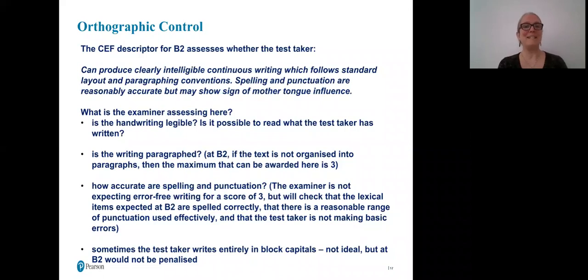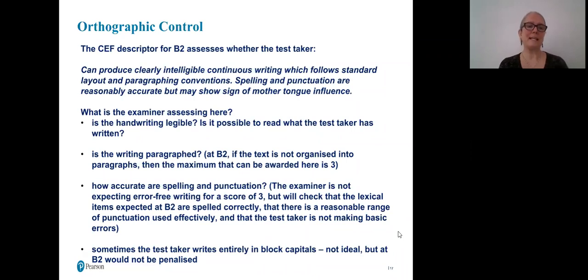First of all, is the handwriting legible? Is it possible to read what the test taker has written? Now, I'm very aware that some of our test takers, when they're writing in English, are writing in a different script from their native language, and that can be challenging, but it is really worth putting some time in to make sure that the handwriting physically can be read easily.